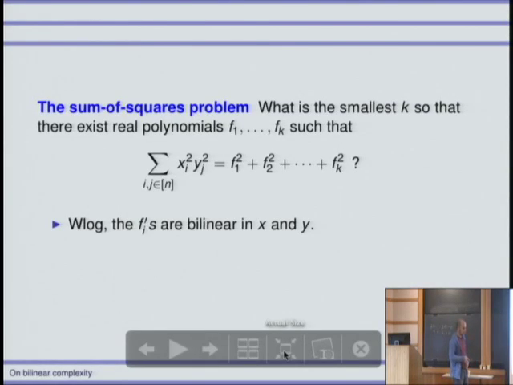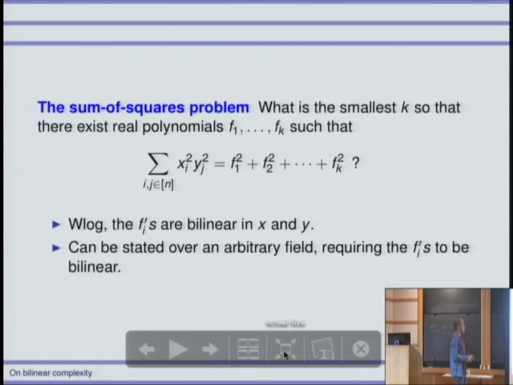As was anticipated before, you can without loss of generality assume that the polynomials fi are bilinear in x and y. So in particular, they always have degree 2 and are bilinear in x and y. And if you impose this additional restriction on the fi, the problem can be stated over an arbitrary field.